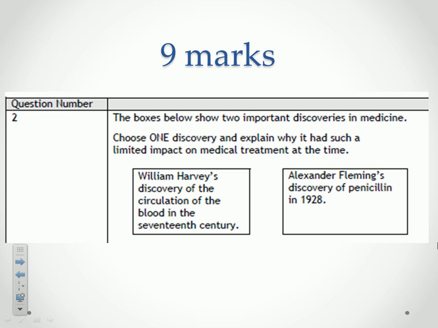Question 2 always gives you an option of 2 boxes, and you need to choose one of them. The 2 boxes show 2 important discoveries in medicine. You need to choose one discovery and explain why it had such a limited impact on medical treatment at the time. Because it says explain why, this means that you need to give reasons. The other thing that you need to pay attention to is you're given reasons why it had a limited impact on medical treatment.